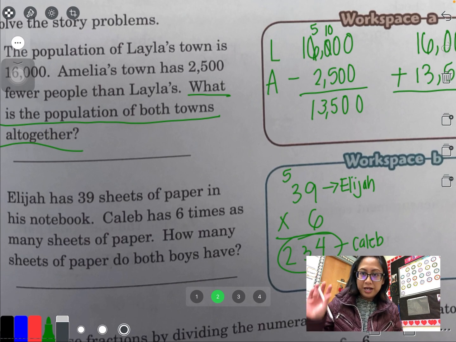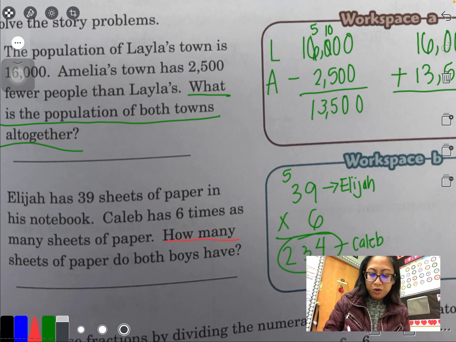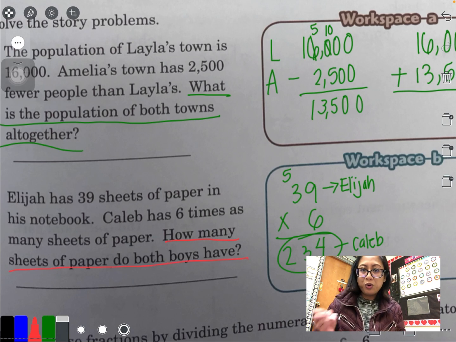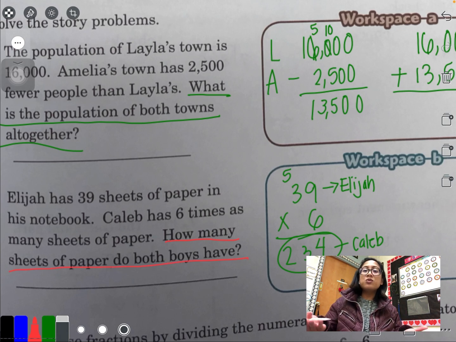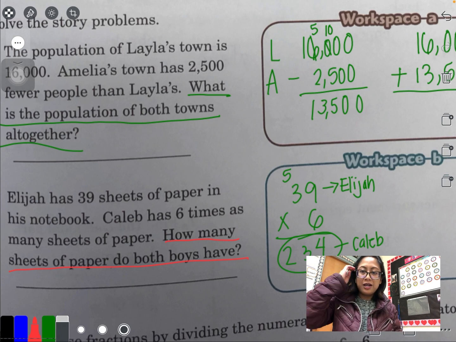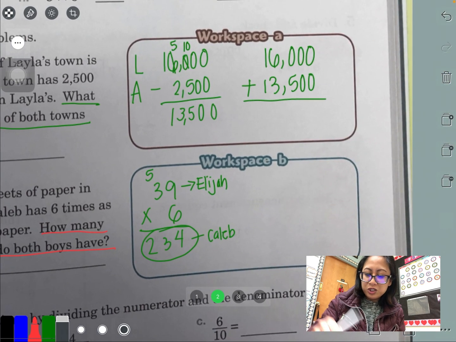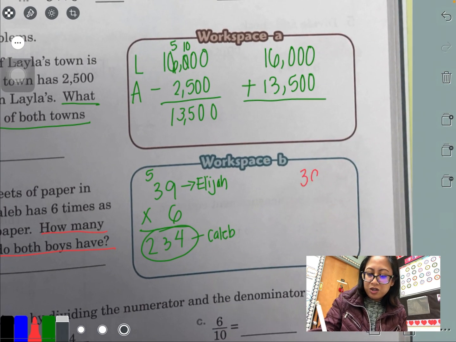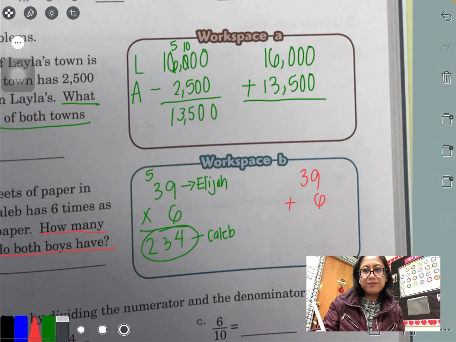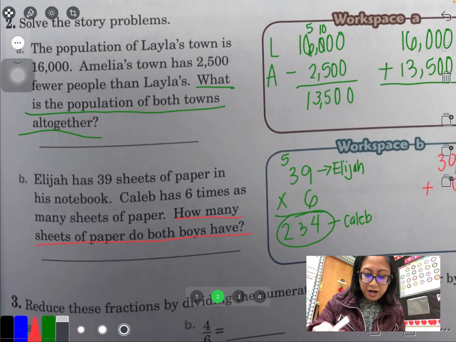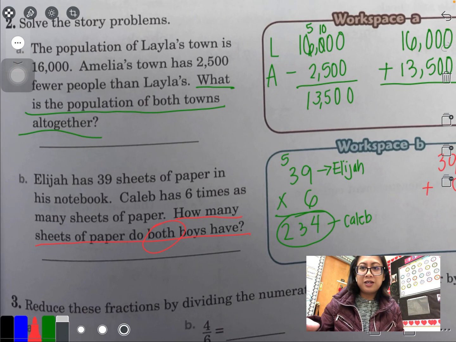So now, second part. How many sheets of paper do both boys have? Now this is where we get to add everything to figure out how much they both have. Okay, so here, don't do again what Miss Severa did before when she was in 3rd grade. Do not do this. 39 plus 6. Okay, that's the lazy way. You're like not even trying because you didn't read the whole thing. You're like, oh, I see numbers. I see the word both, so I'm just going to add.